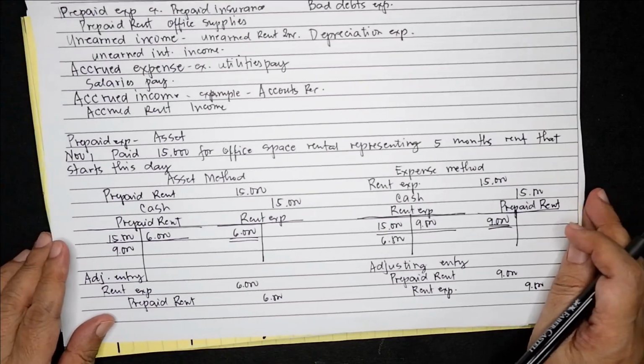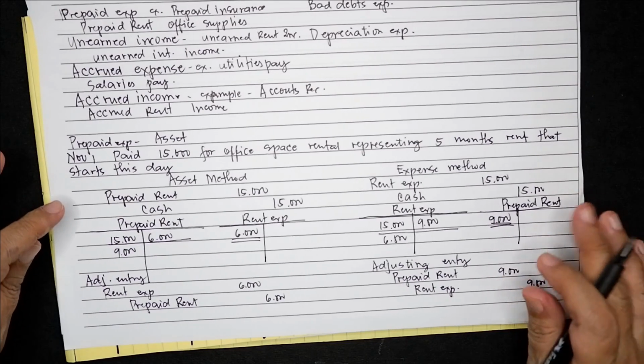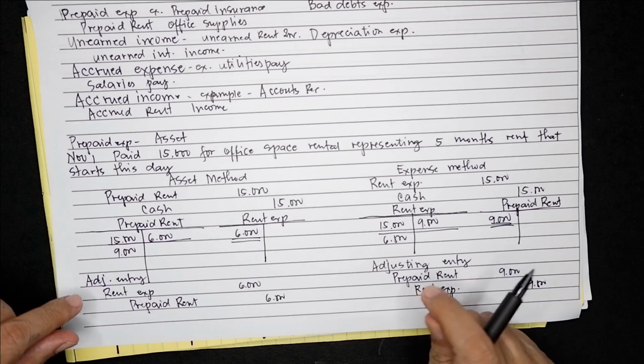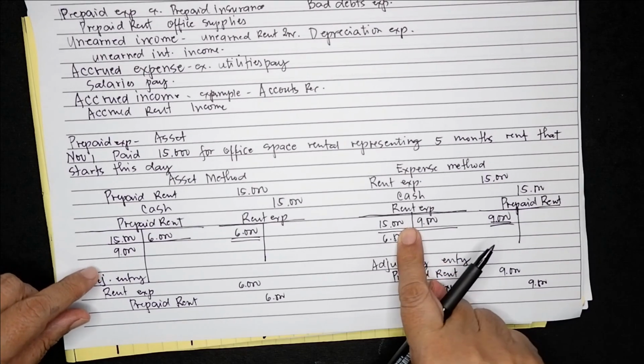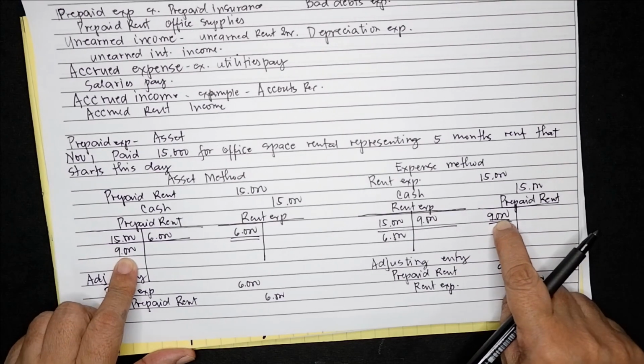Okay. So, take note. Whatever method we use, whether it is the asset method or the expense method, by preparing an adjusting entry, at the end, they have the same amount. So, rent expense is 6,000 and prepaid rent is 9,000 in both.